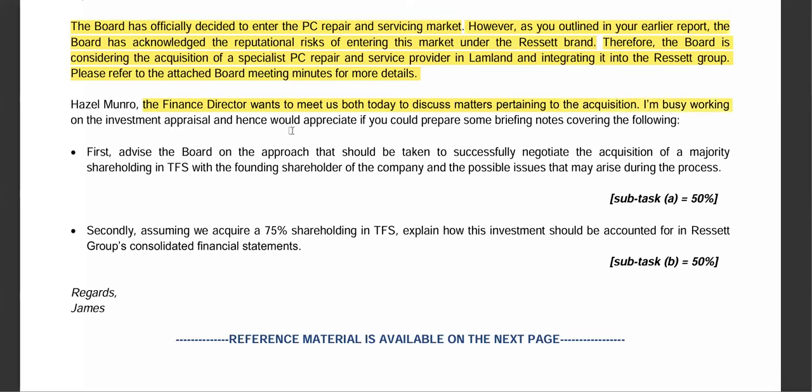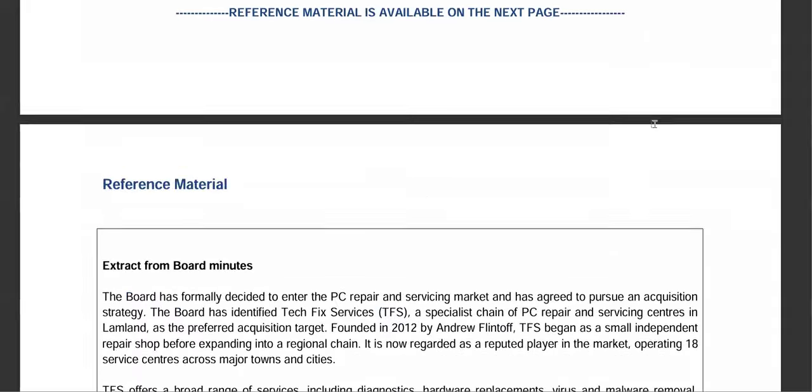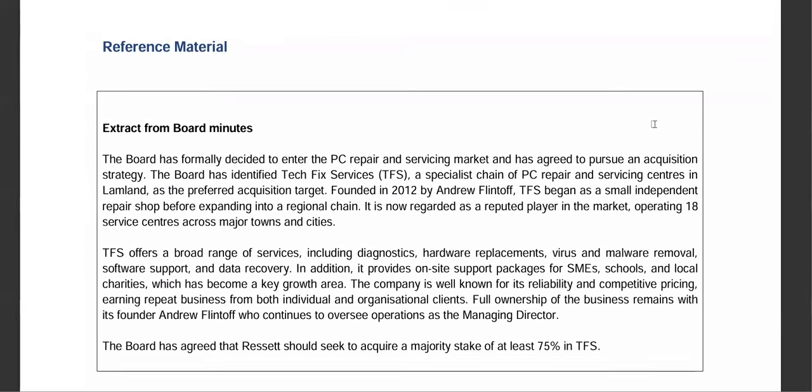I'm busy working on the investment appraisal and hence would appreciate if you could prepare some briefing notes covering the following. So remember, before you read through the subtasks, you need to read through the reference material, because if you skip the reference material and straight away read the subtasks, your understanding and your interpretation of the requirement would be inaccurate. So let's make sure that we read the reference material first.